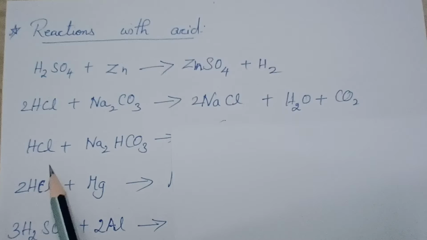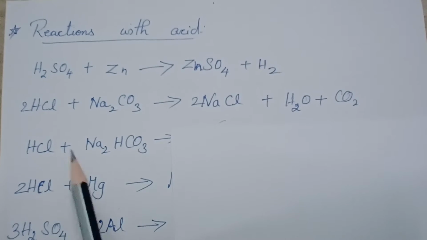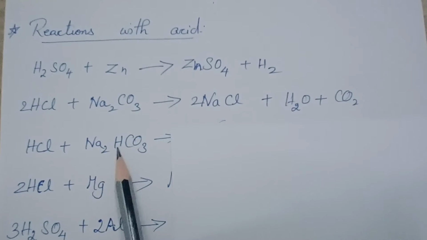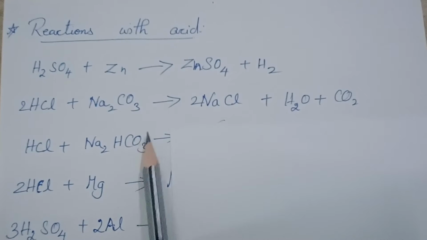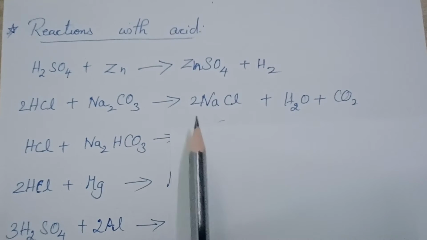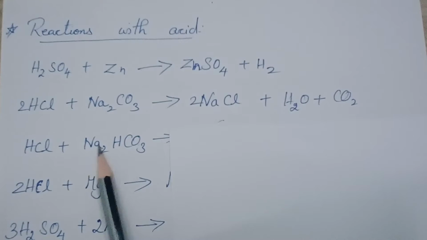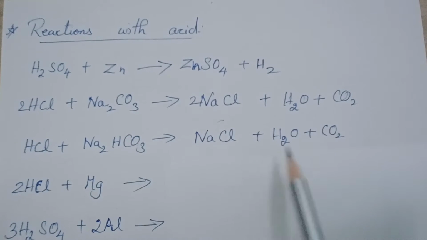Okay, next, acid plus metal hydrogen carbonate. Again, what will be formed? Salt plus water plus carbon dioxide. What is the salt produced? NaCl, sodium chloride plus water plus CO2.